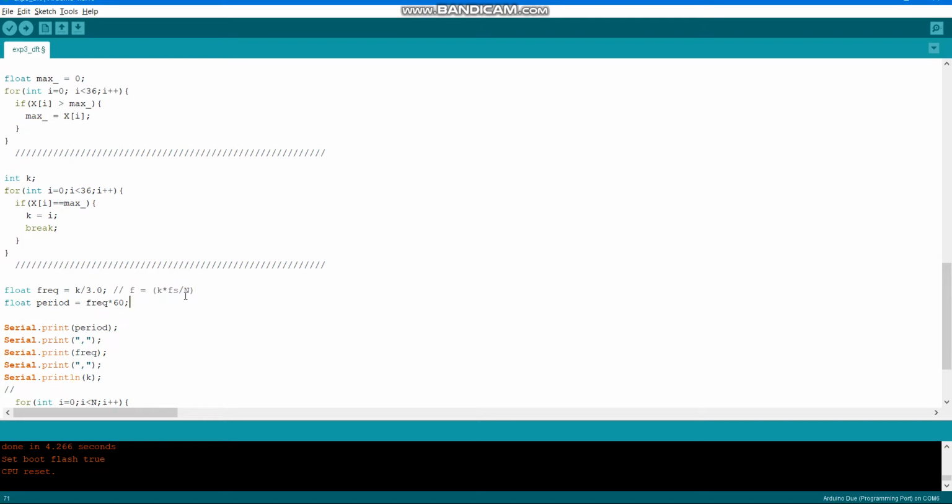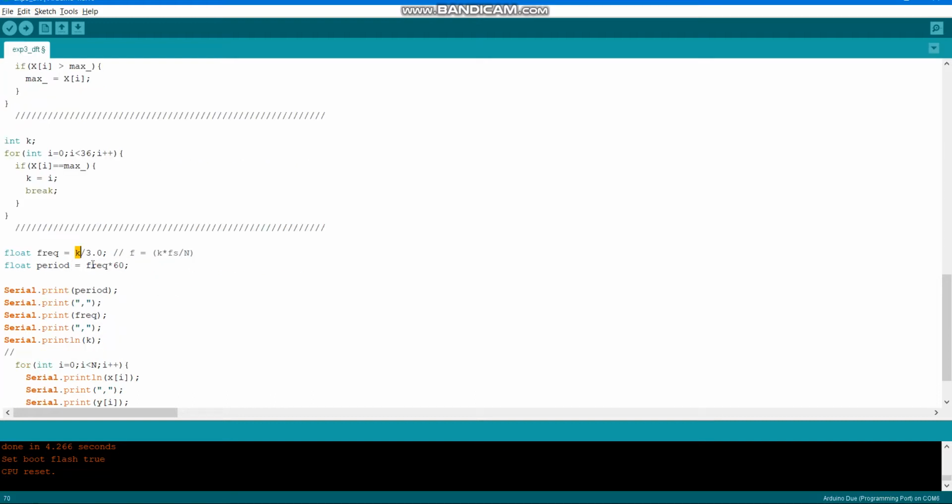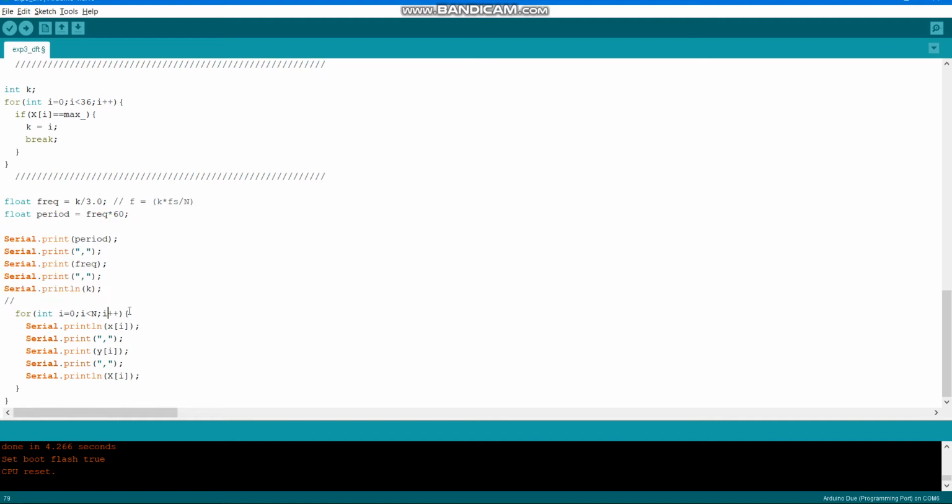Now we know that the formula is f equals k fs by N. Here N is equal to 75 and the sampling frequency is 25. So I am directly writing it as 3.0, and the value of k we found here, we'll use the same value of k. To calculate the period, we are multiplying frequency with 60. That way we'll get the period. I am just printing the period and frequency and plotting all these values.